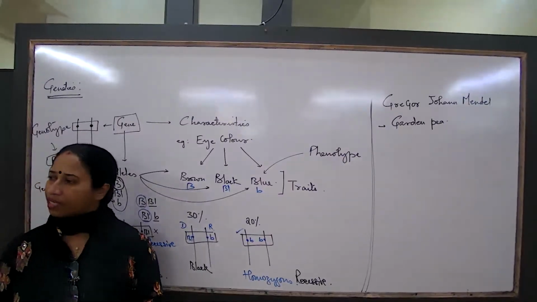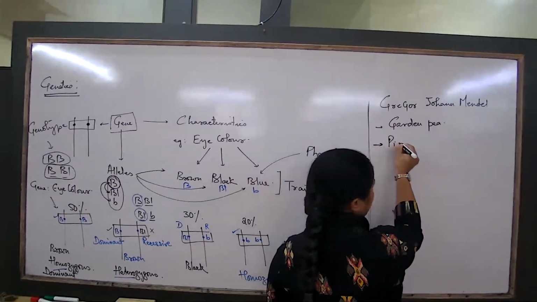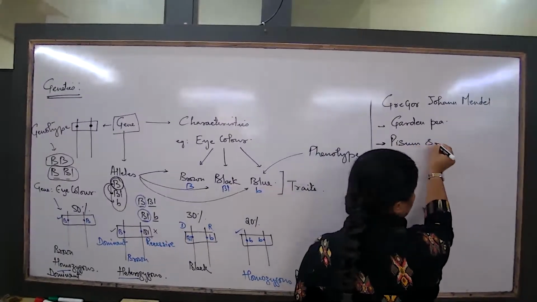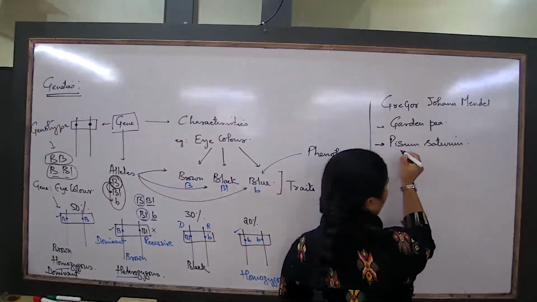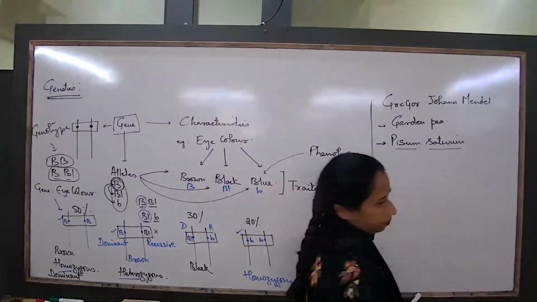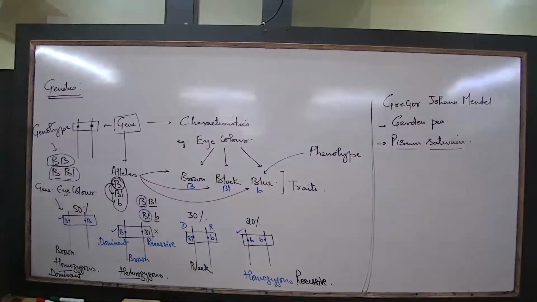Common name kya hai? Garden pea. And what is the scientific name? The scientific name is Pisum sativum. Now, following the rules of nomenclature, this is how you should write.